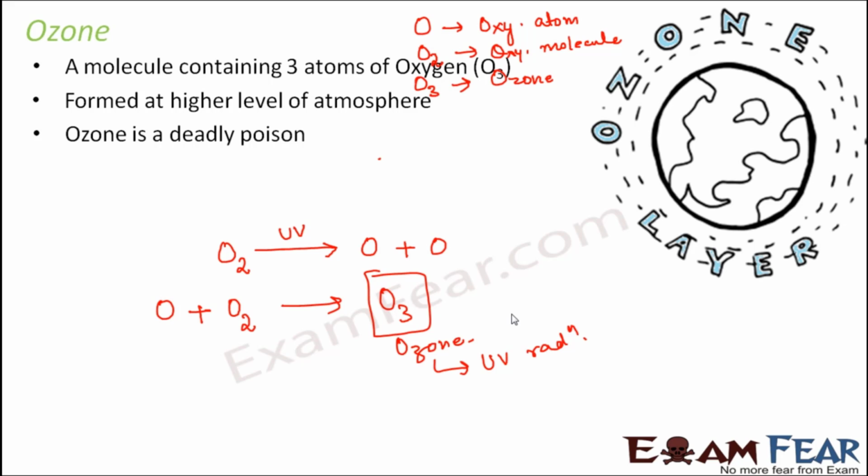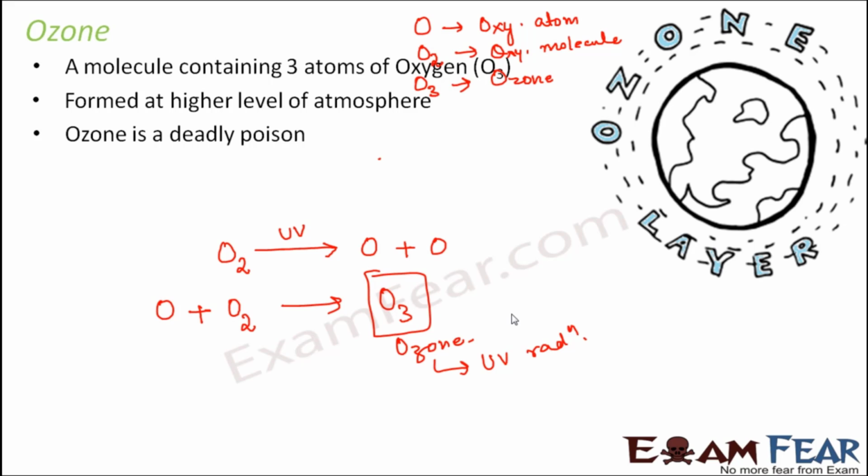Now you might ask, from where is this ultraviolet radiation coming? Now the sun emits many different types of radiation, like visible light, infrared radiation, ultraviolet radiation, radio waves, microwaves, etc. So out of all these radiations, only visible light is useful to the earth, right? But ultraviolet radiation has very high energy, and it is very harmful for living cells.